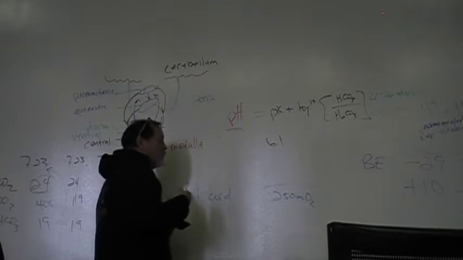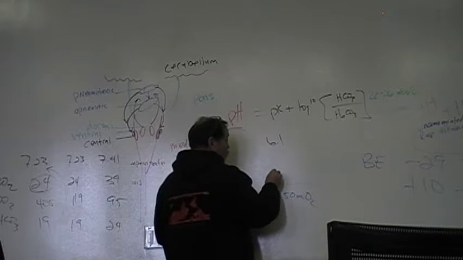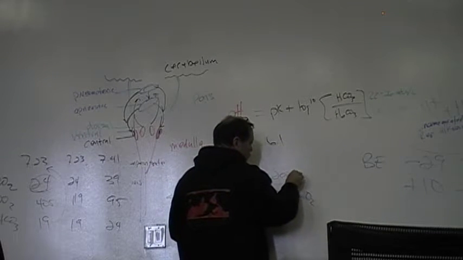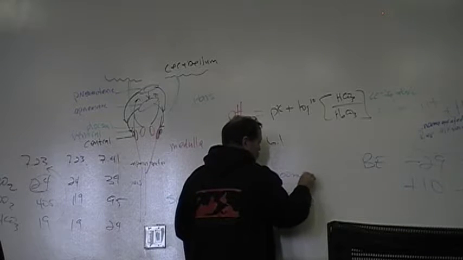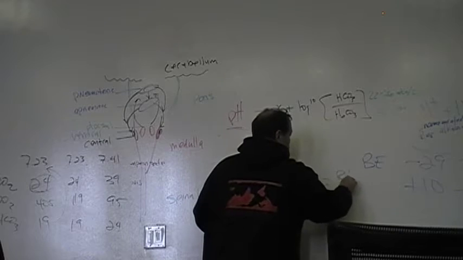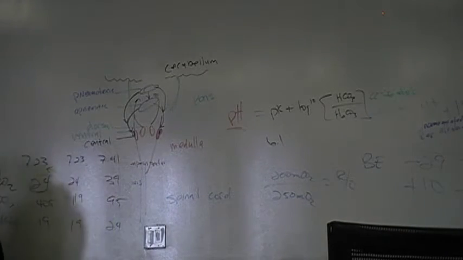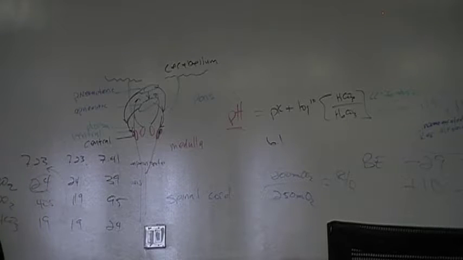So we consume 250 milliliters of oxygen. We produce 200 milliliters of CO2. And that by its nature is called a respiratory quotient, or RQ. I can't remember what chapter that was in. So that's RQ.